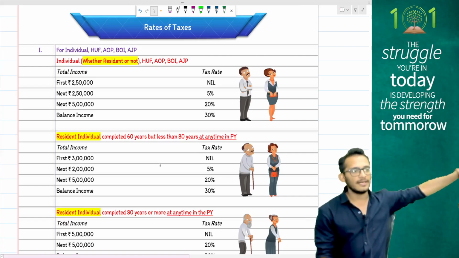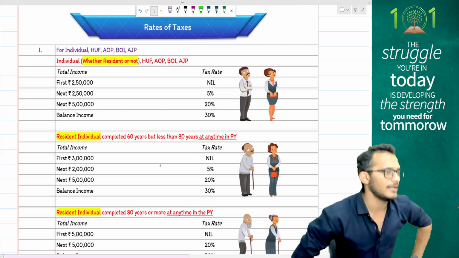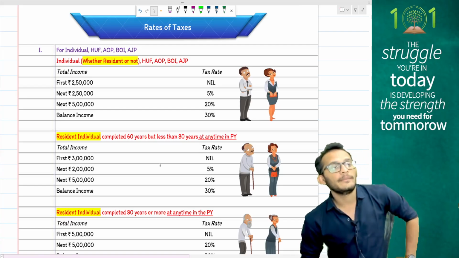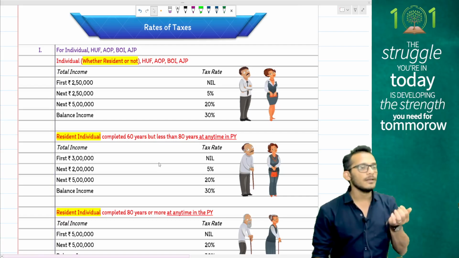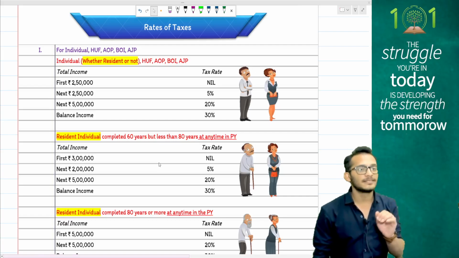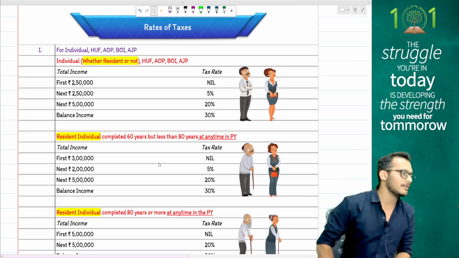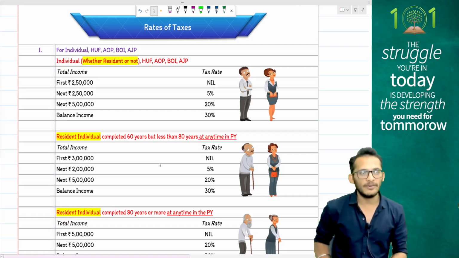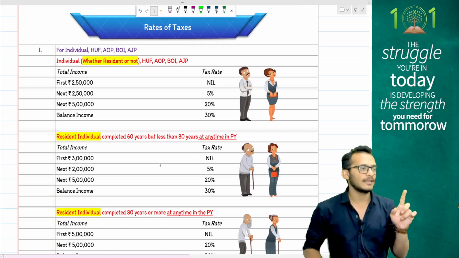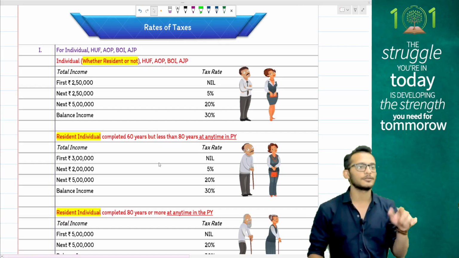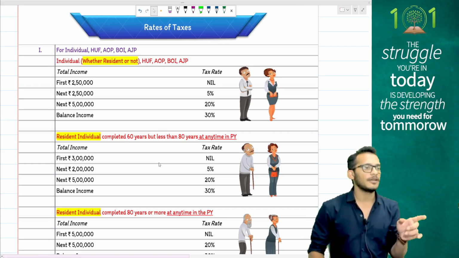We are under alternate tax regime, people. Income tax is when you are under alternate tax regime. Tell me what you are. If you are a resident aged below 60 years or any non-resident, you will have a slab of 0 to 2.5 lakhs at 0, 2.5 lakhs to 5 lakhs at 5%, 5 lakhs to 10 lakhs at 20%. After 10 lakhs, it is 30%.